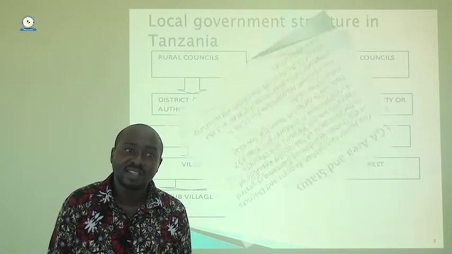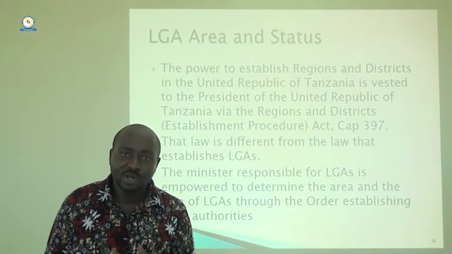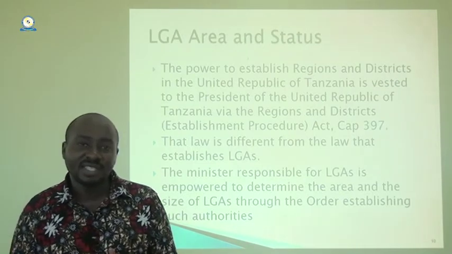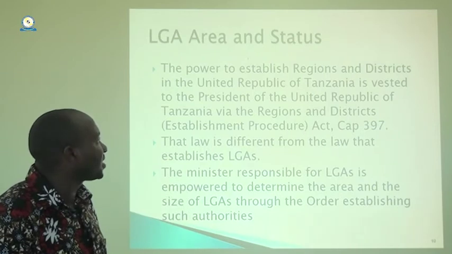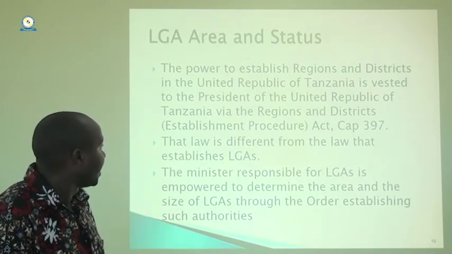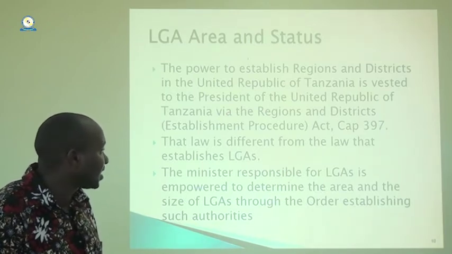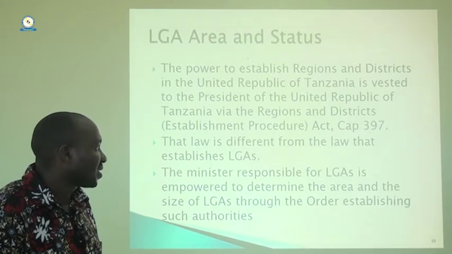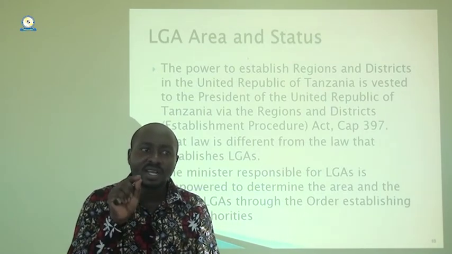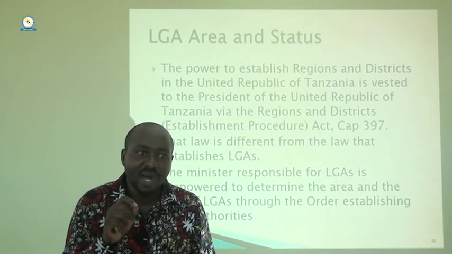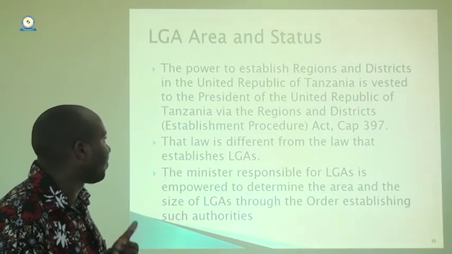There is one important thing: the local government area and status, where the local government is supposed to operate. The power to establish the region and district in the United Republic of Tanzania is vested in the President of the United Republic of Tanzania in the Regions and District Establishment Procedural Act, KA 397, who has power to establish the regions and districts. I repeat again, the powers are vested in the President of the United Republic of Tanzania.